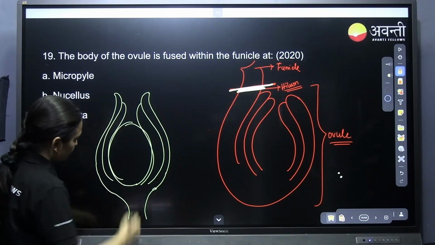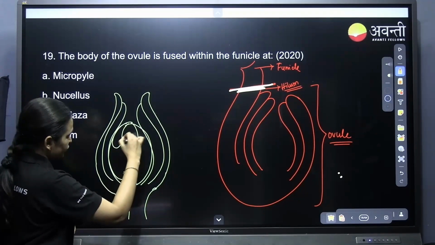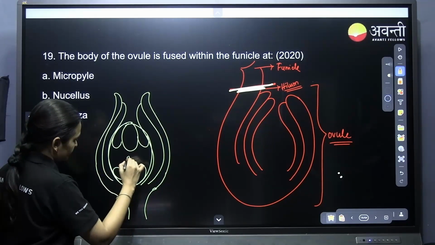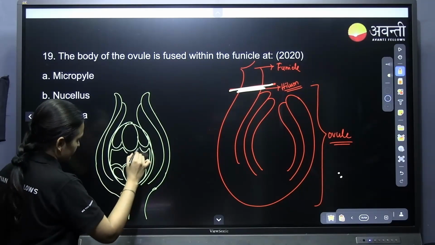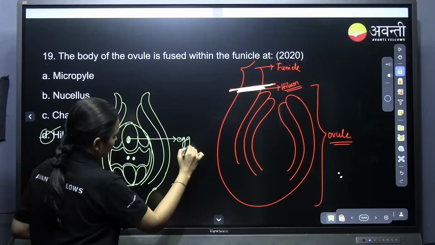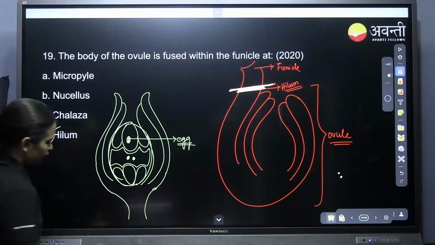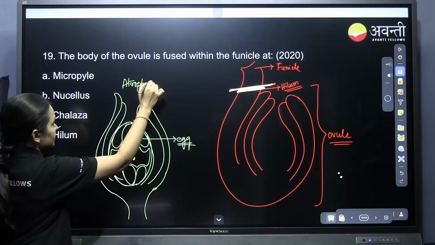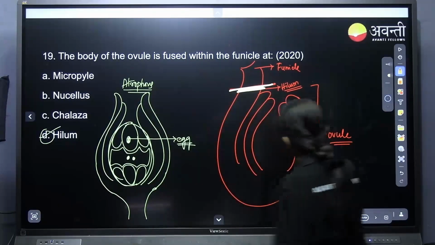This is an atropous kind of ovule, where if this is the micropylar end, the egg will be situated here. This particular thing is the egg. The egg is always near the micropylar end. Understand? This is an atropous kind of ovule. This is anatropous.